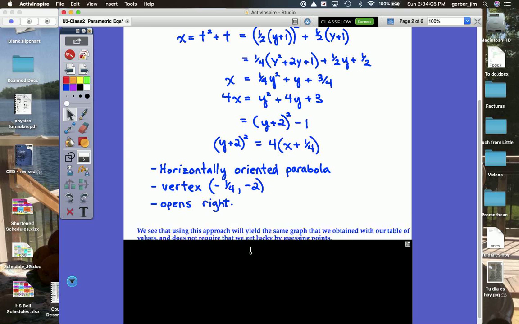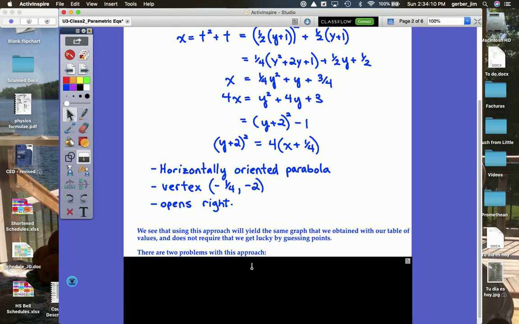Now, this is a better approach because of those reasons, but there are still a couple of problems with this approach. Number one, as soon as we eliminate the parameter, we're left with this equation, (y + 2)^2 = 4(x + 1/4). But remember what we said before. We said that in parametric equations, the curve has a well-defined direction. And looking at this Cartesian equation, we have no way of knowing what the direction is. Eliminating the parameter, rather, does not allow us to determine the direction of motion.